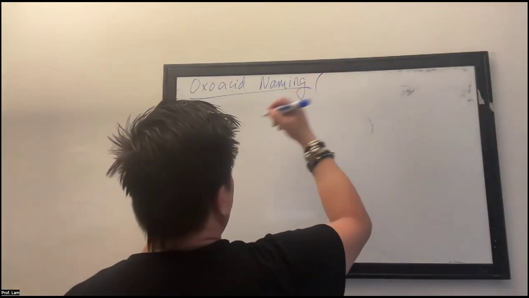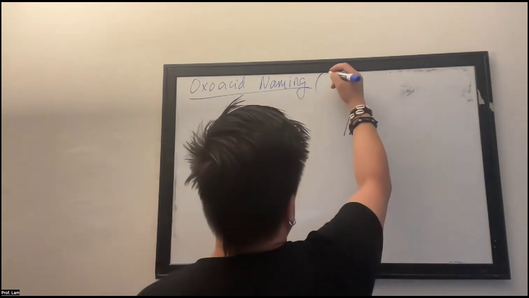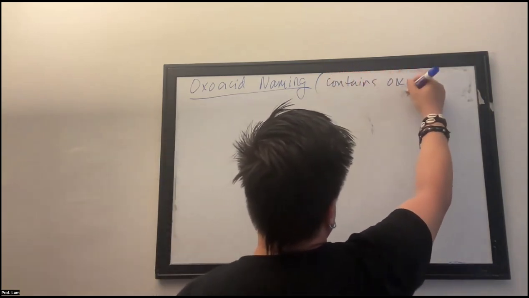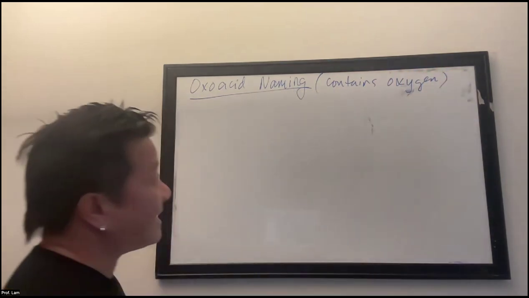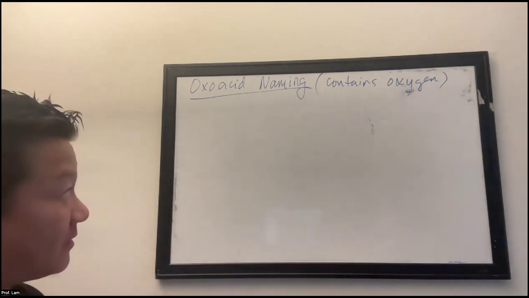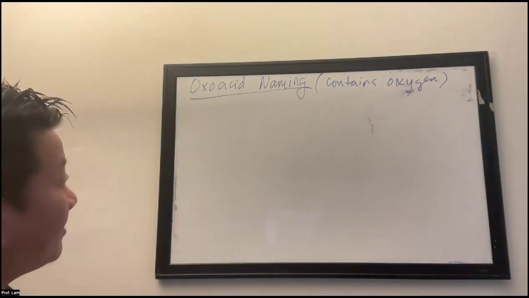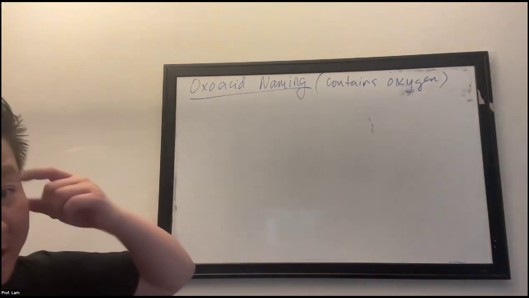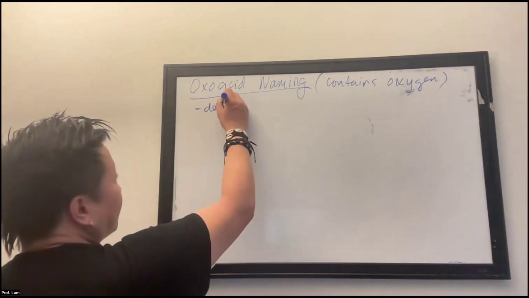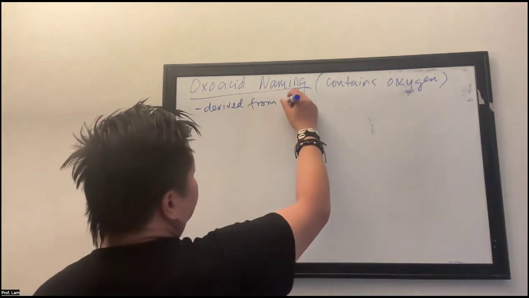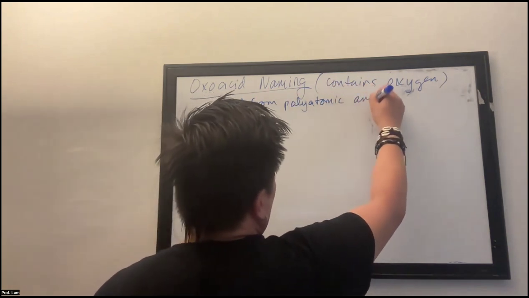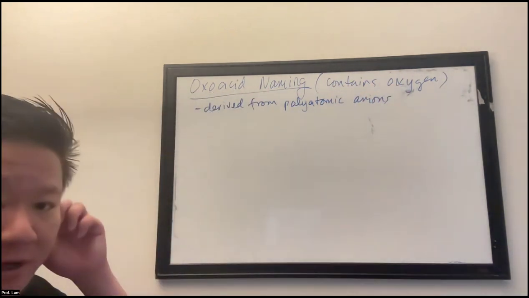Okay, again, how do we spot an oxo acid? It contains oxygen. It's an acid that contains oxygen in it. We know how to spot an acid: the chemical formula leads with H, but it has oxygen in it. That's why it's called an oxo acid. So these acids are derived from your polyatomic ions, anions specifically.